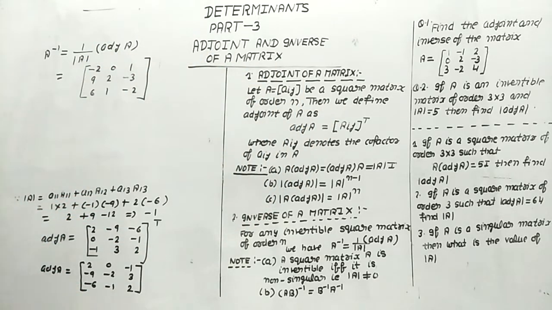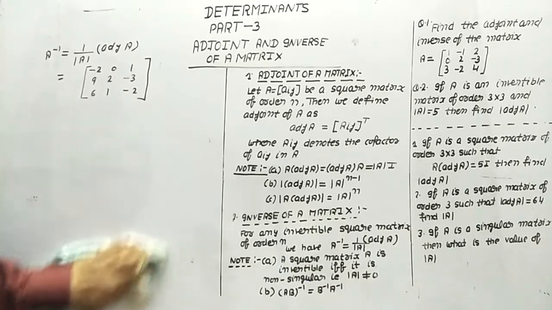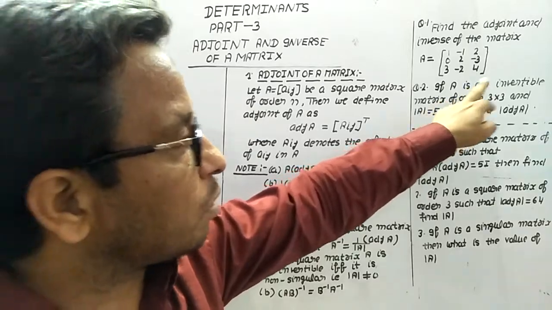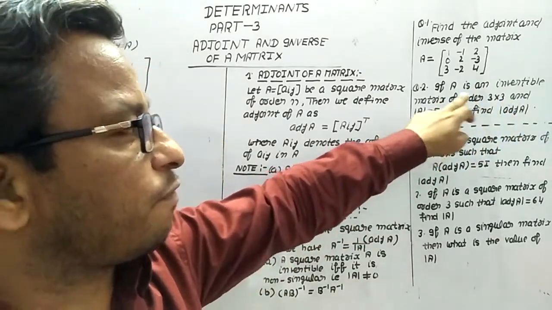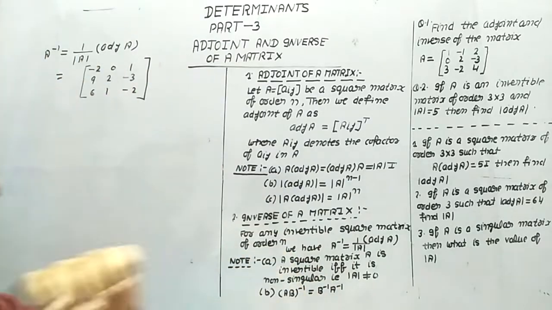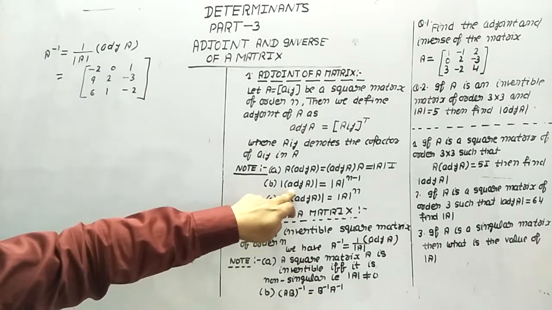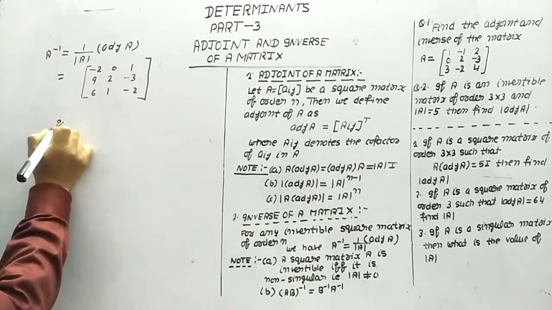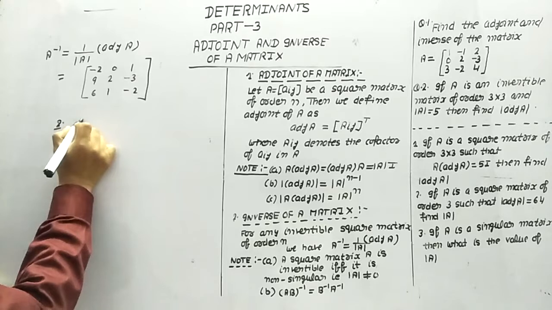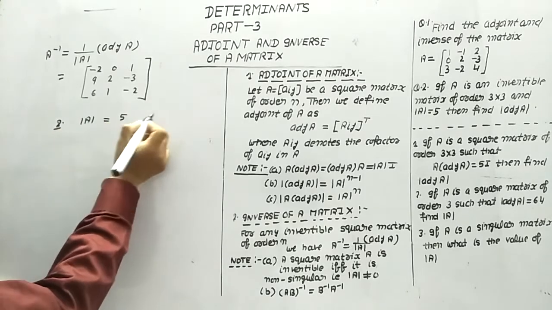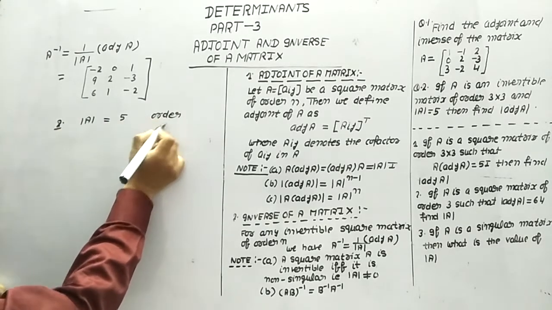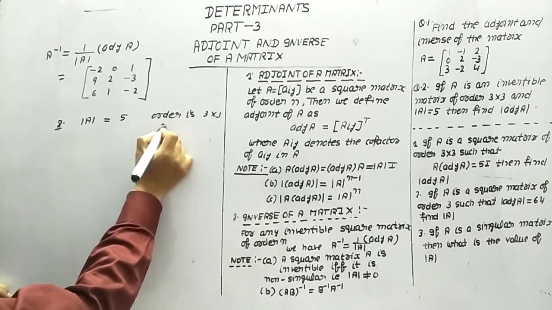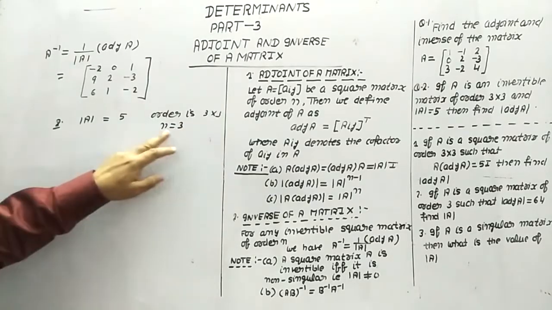Now look at question number two. This is a property based question. If A is an invertible matrix of order 3 by 3 and determinant of A is 5, find the determinant of adjoint of A. We have the relation: determinant of adjoint of A equals determinant of A raised to power n minus 1. Here determinant of A is 5 and the order is 3 by 3, therefore n is 3.